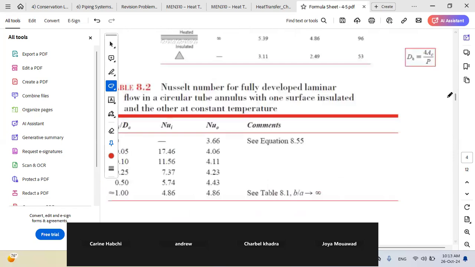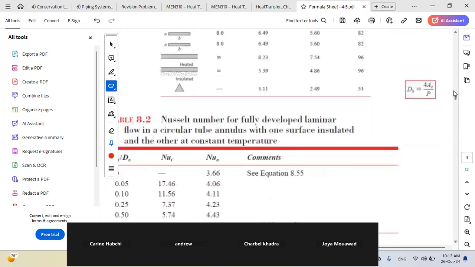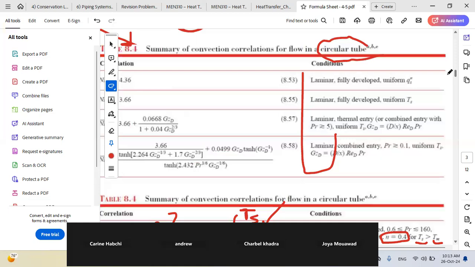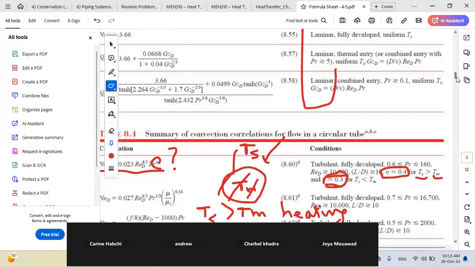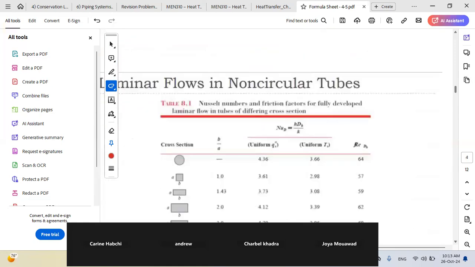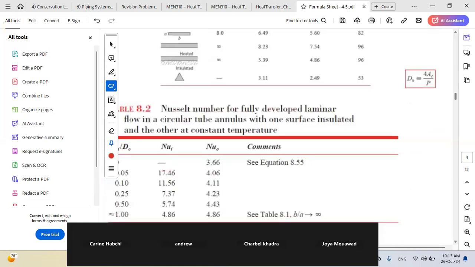Okay, look, here you have the first table that we used together, which is for flow in a circular tube. And this doesn't apply for oil. For oil, it's flowing over the inner tube, but it's flowing inside an annulus area. So we can search for a table that is giving us information about flow in an annulus.